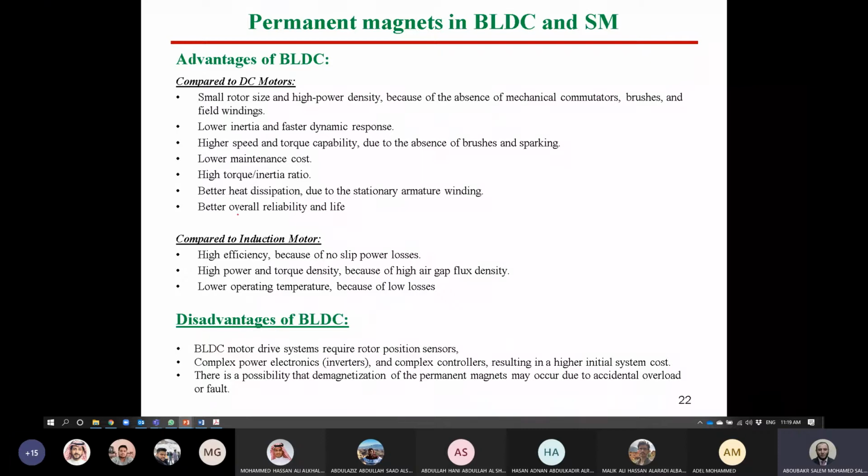By the way, in the previous slides this was written as induction. Please correct this in your slides. Compared to DC motors, comparing PMDC with DC motors or synchronous machines with DC motors, you will find that PMDC have a small rotor size and high power density. Of course, this is because of the absence of the commutator. No commutators are used in brushless synchronous machines or PMDC.